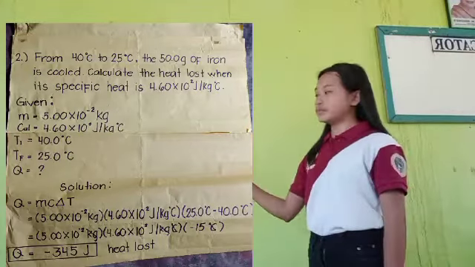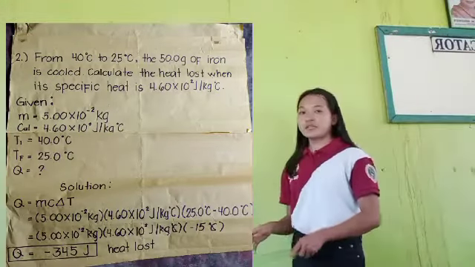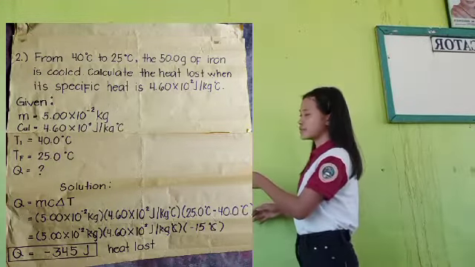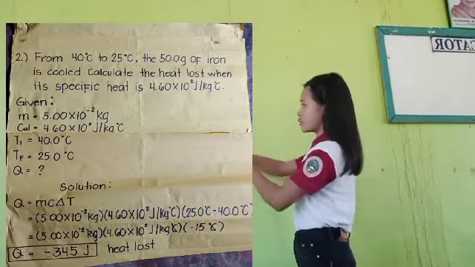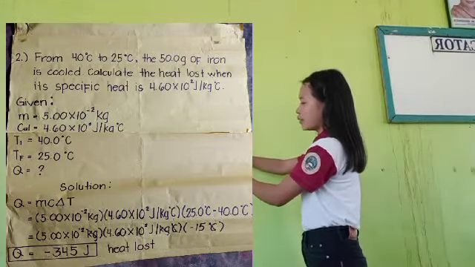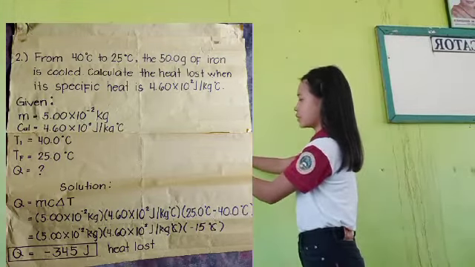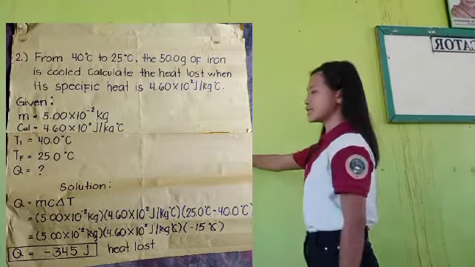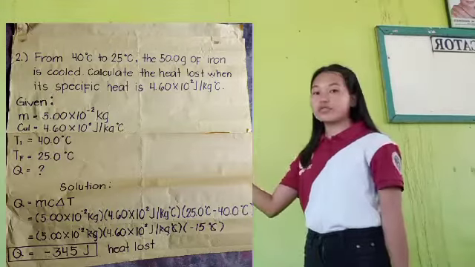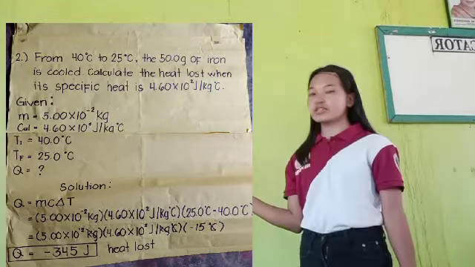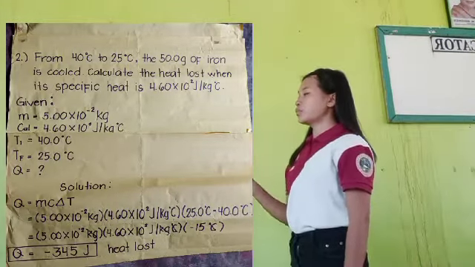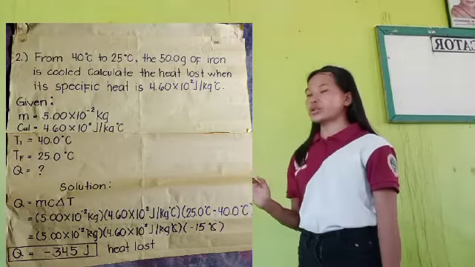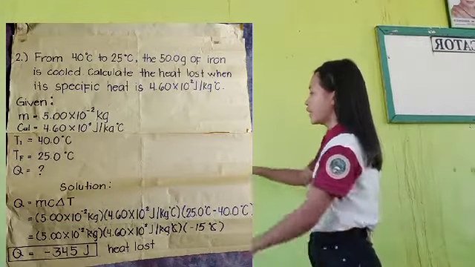So, solution. The same formula, Q equals mc delta T. Substitute the givens: 5.00 times 10 to the power of negative 2 kilograms times 4.60 times 10 to the power of 2 joules per kilogram degree Celsius times 25 degrees Celsius minus 40 degrees Celsius.